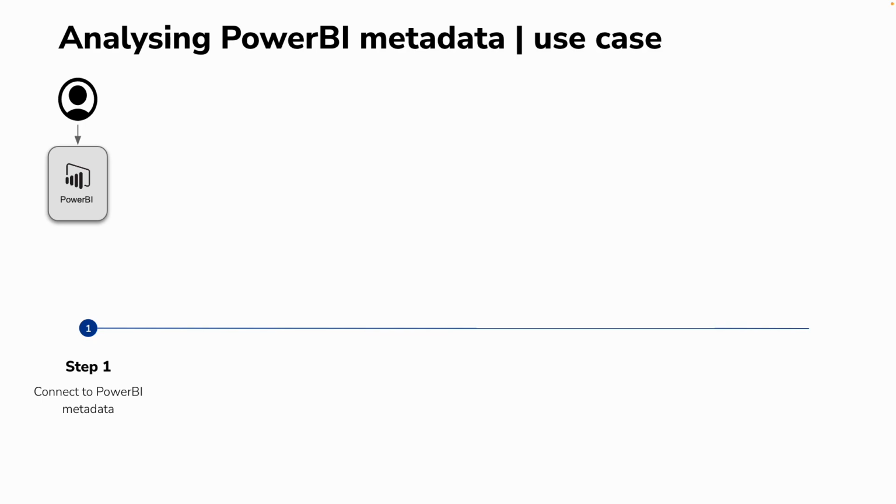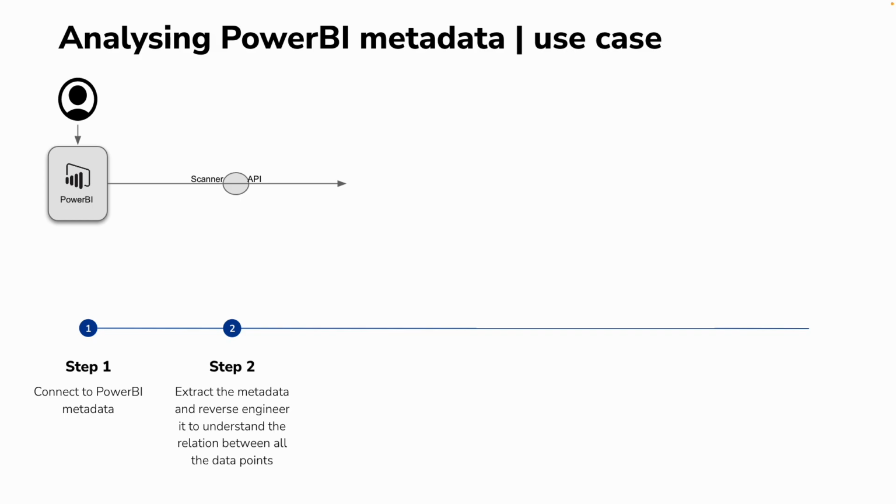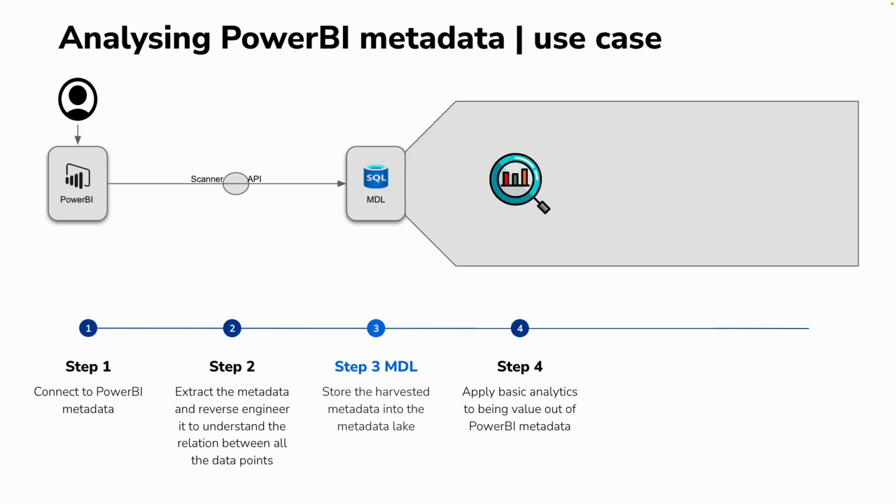But to do that, first you need to gather metadata out of Power BI. Power BI happens to have a very good API that allows you to connect to it and extract metadata. It's called the Scanner API. So we connected to the Power BI API, gathered a bunch of JSONs, and had to reverse engineer them in order to understand what they mean. Then we ingested them into the metadata lake, and inside the metadata lake we managed to do some basic analysis of them.